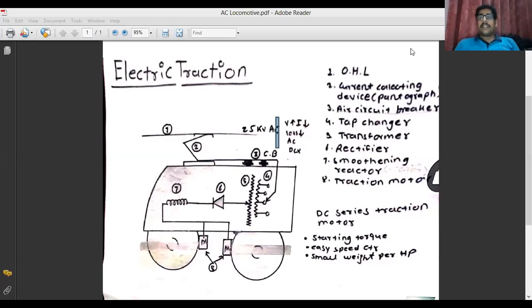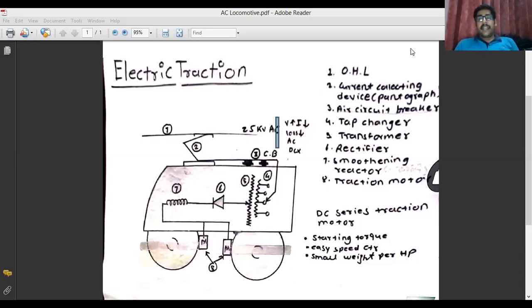The output of the transformer is again an AC, but at a low level. After this low-level AC, it is given to the next device, that is a rectifier. And we all know this rectifier can rectify the circuit, that it can convert this AC into DC. Now the question is why we convert this AC into DC.